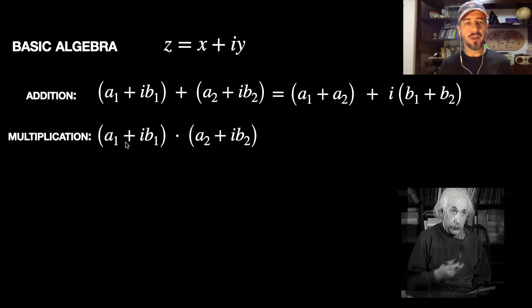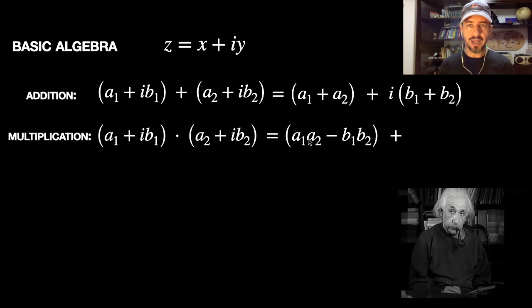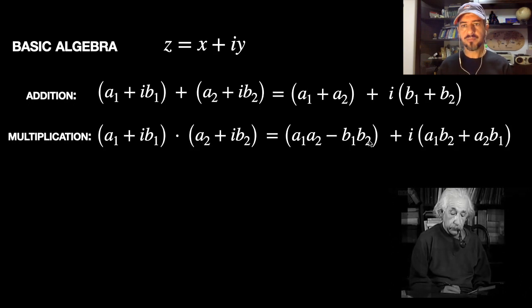Multiplication. If we multiply these two complex numbers here, then we will have a1 multiplying a2, and we will have this term multiplied by this one, which results in i squared, which is minus 1, times b1 times b2. And we have to consider the crossed terms: a1 multiplying i b2 and i b1 multiplying a2, which is a1 b2 plus a2 b1. This is another complex number. The real part is this one, and the imaginary part is this one.